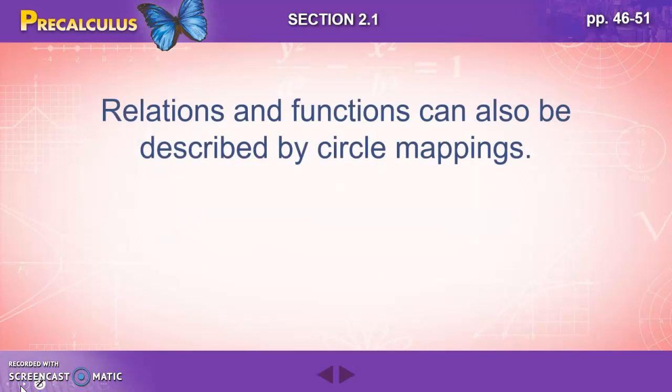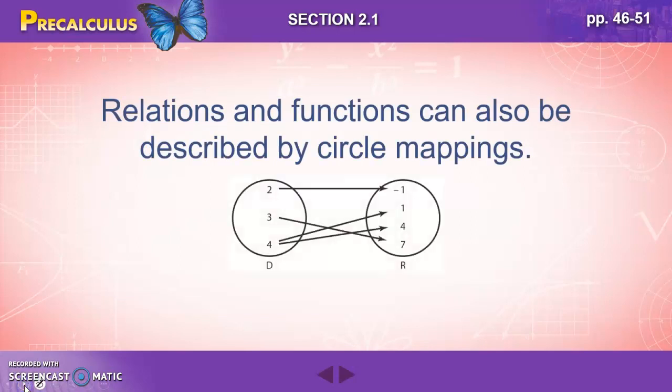Relations and functions can also be described by circle mappings, sometimes called mapping diagrams, where we list all the domain values on one side and all the range values on the other side. You can see here that for this x value, we have two possible y's. That tells us that this is not a function. Now, you can have the other way. You can have a y that goes to two different places. So, we said on the left here, that was not a function.